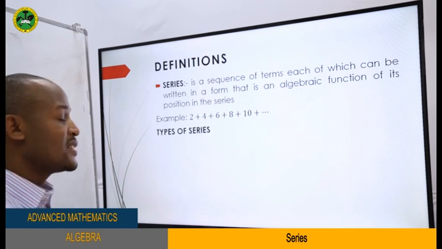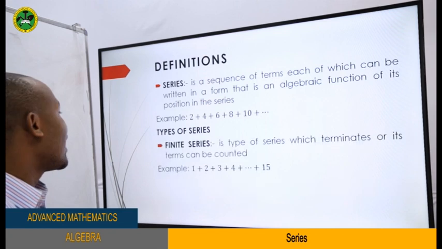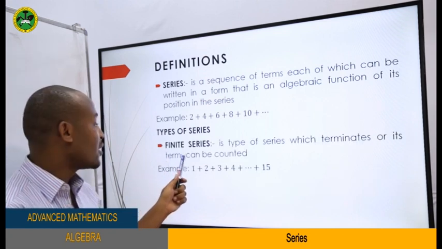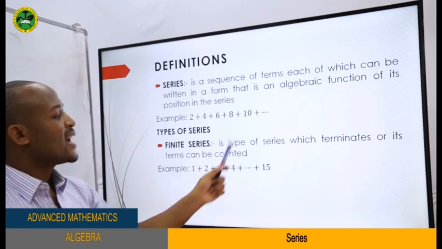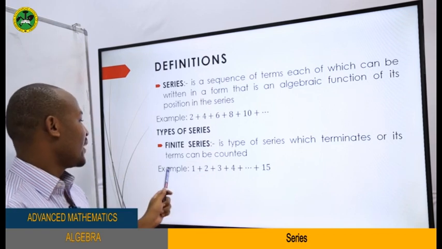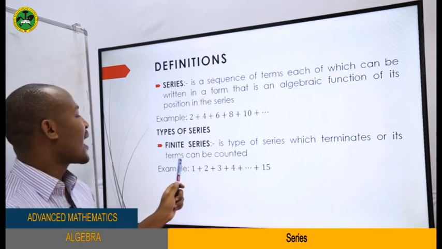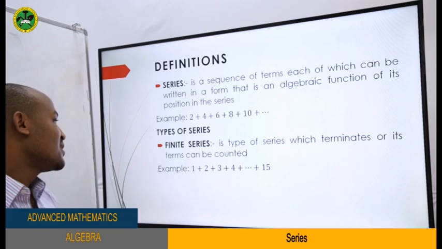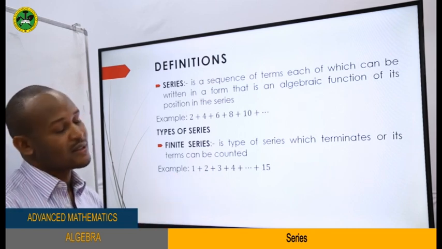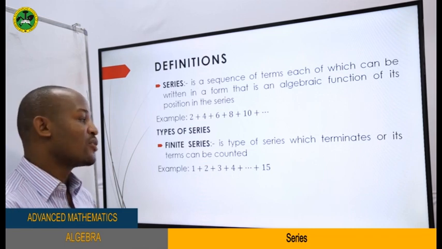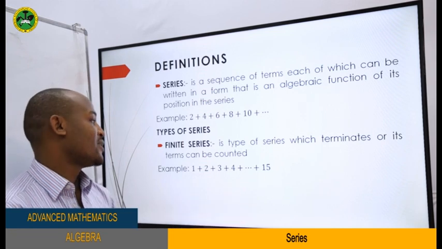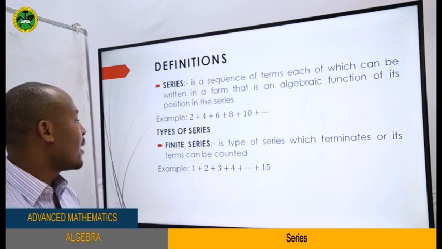Now let's see types of series. As I said earlier, we have the finite series, which is a type of series that terminates, or in which each term can be counted. That means in a finite series you can count the number of terms. If there are 10 terms or 15 terms or 6 terms, whatever, you can count down the number of terms.